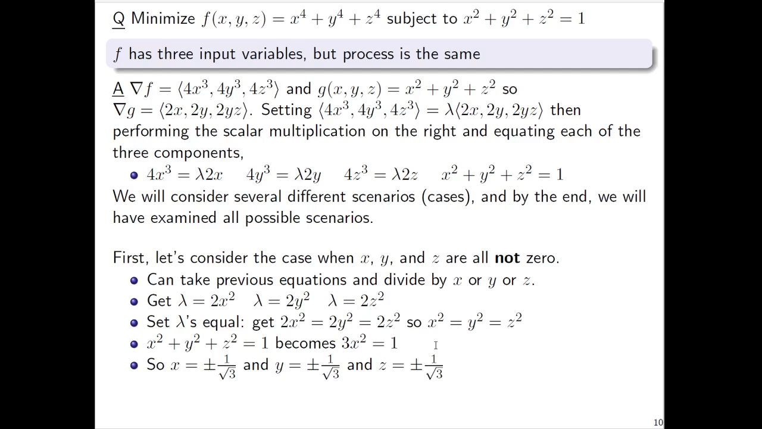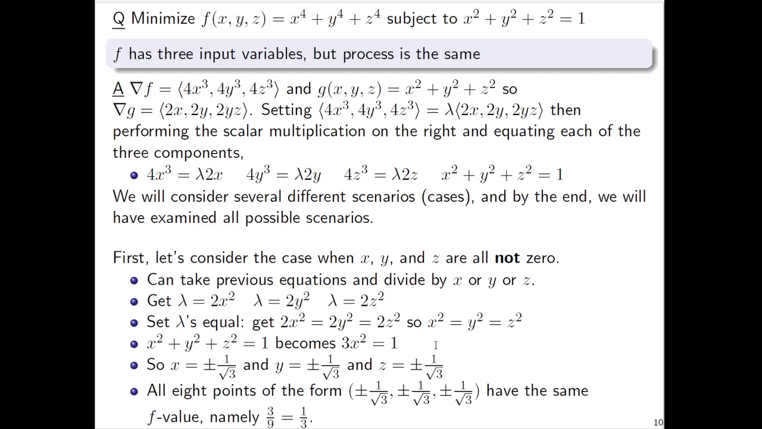And the thing is, from the fact that x squared equals y squared, y has to be the same and z has to be the same. And here's the thing. There's actually 8 points of the form plus or minus 1 over root 3, comma, plus or minus 1 over root 3, comma, plus or minus 1 over root 3.